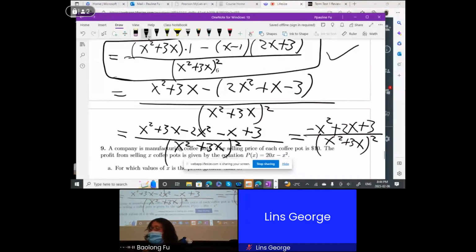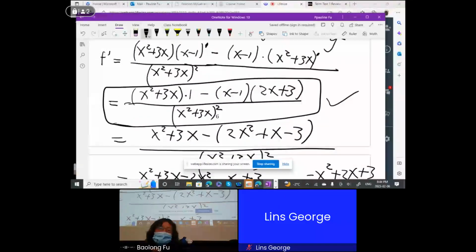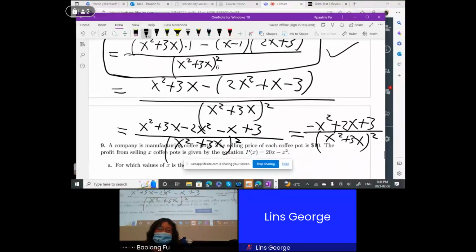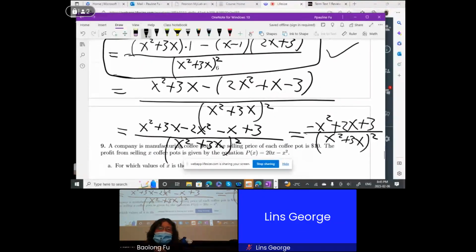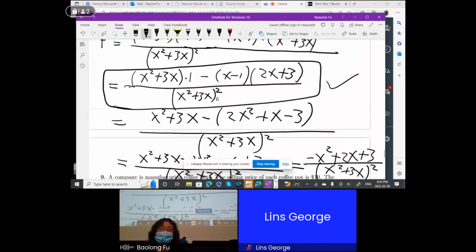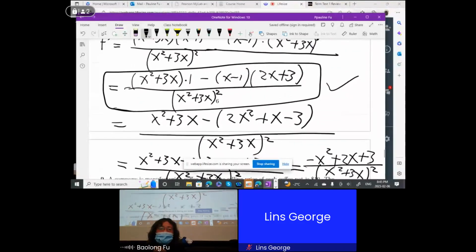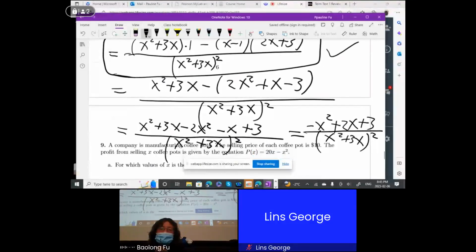Oh, yes. I got negative x squared plus 4x minus 3 for the numerator, instead of the answer you got. Sorry, which part? For the final answer, I got negative x squared plus 4x minus 3 for the numerator. Oh, okay, thank you. Let me double check.